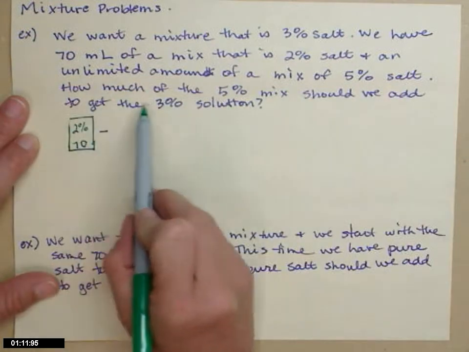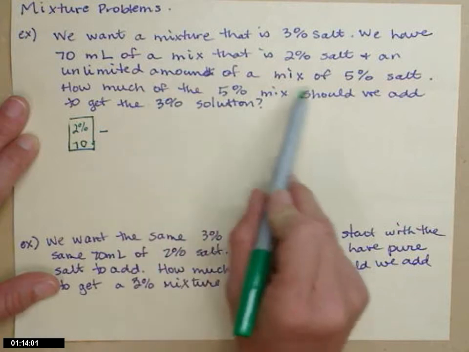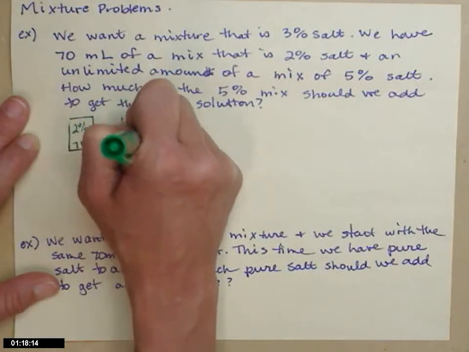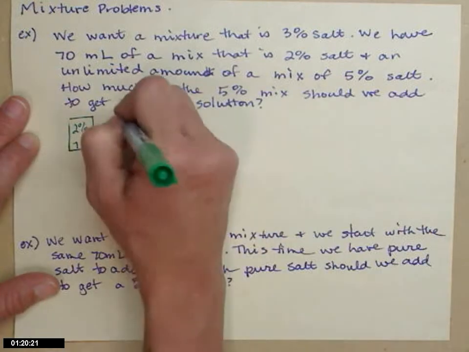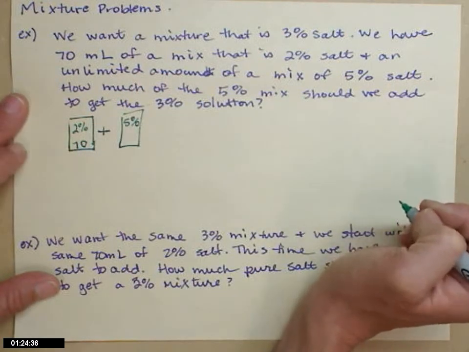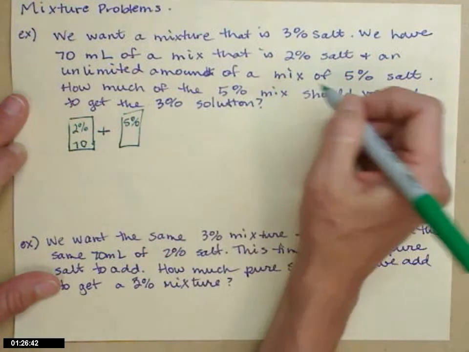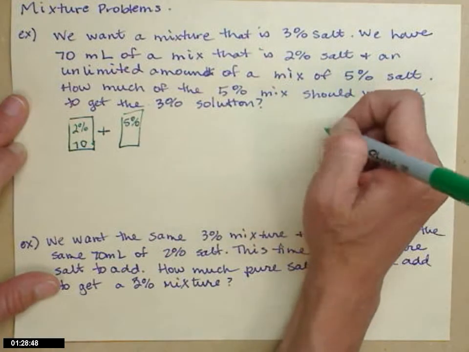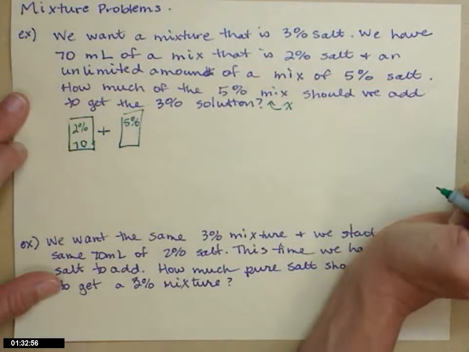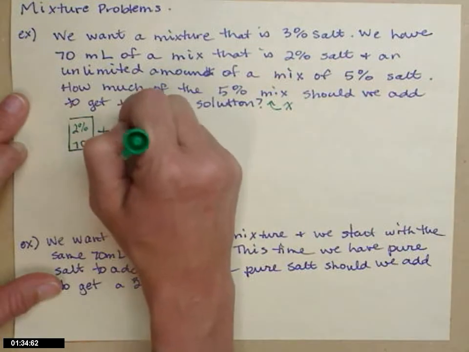And what we're going to do is add some 5% solution. I know that next thing has a 5%, but I don't know how much. In fact, that is the unknown. How much of that 5% should we add? So that's going to be our x, the amount of the 5% solution.